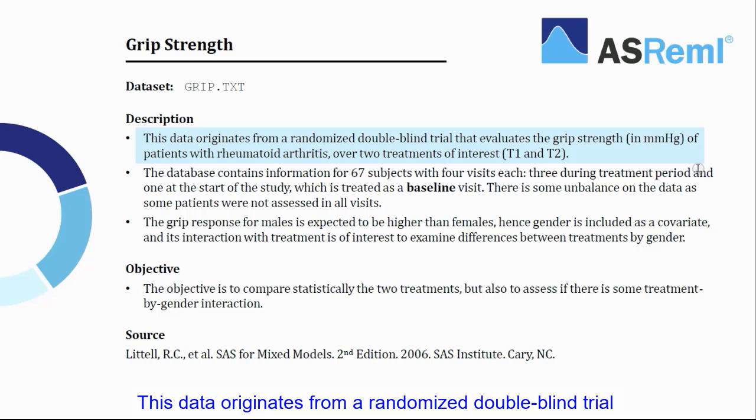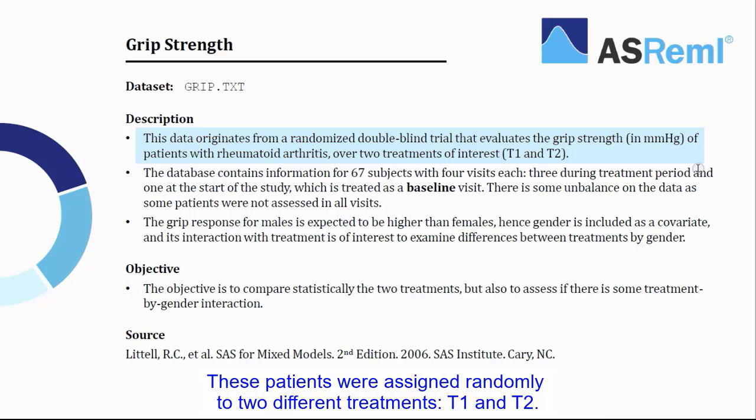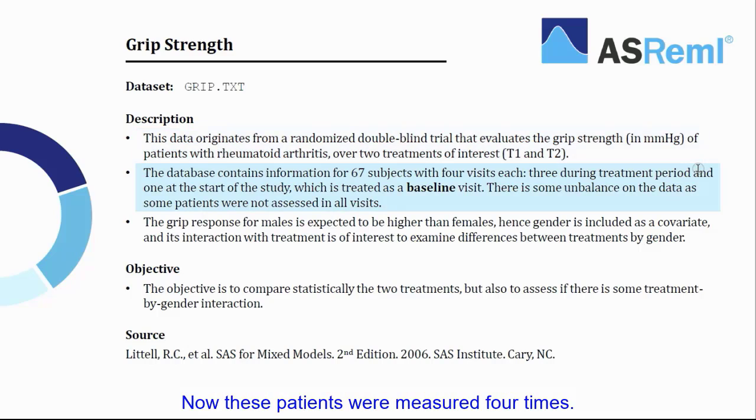This data originates from a randomized double-blind trial in which we are interested in evaluating the grip strength of different patients that have rheumatoid arthritis. These patients were assigned randomly to 2 different treatments, T1 and T2. Now, these patients were measured 4 times.